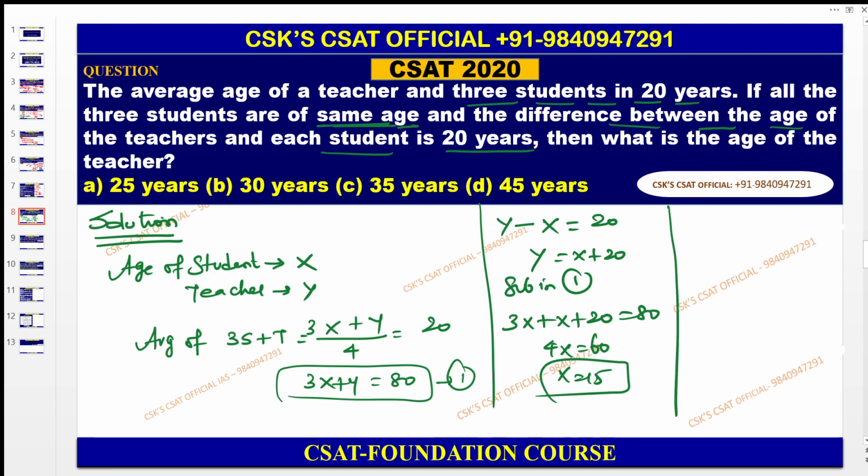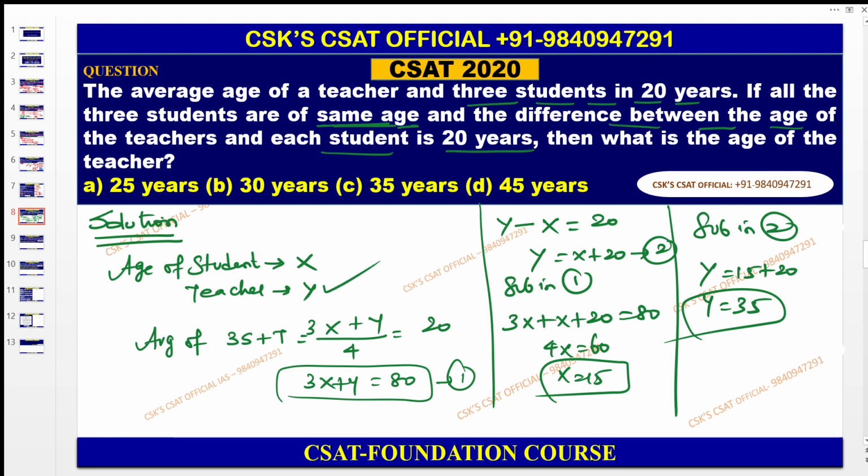Now you know the value of X, so each student is 15, 15, 15. Now we have to find out the age of the teacher. So teacher age is nothing but Y. Y is here in equation number 2, so substitute in equation number 2. So Y is equal to 15 plus 20. Therefore Y becomes 35.